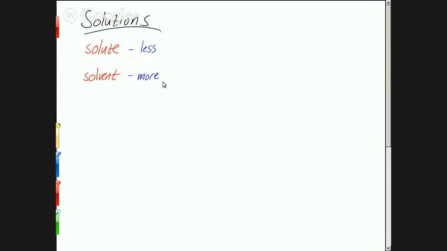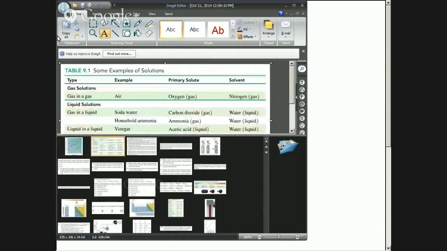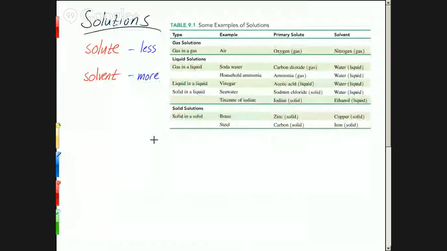All right, so if the solute has less of it, the solvent has more. That means that we can have all kinds of different solutions besides what we think about as solutions. Like when I say solution, you have something in your head, like maybe the blue solution of copper dissolved in water, or salt water, or sugar water, or alcohol. But there's actually many more varieties. So here's a table from your book that shows some examples of solutions that you might not have thought about.